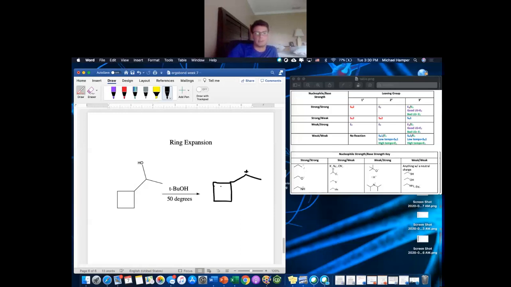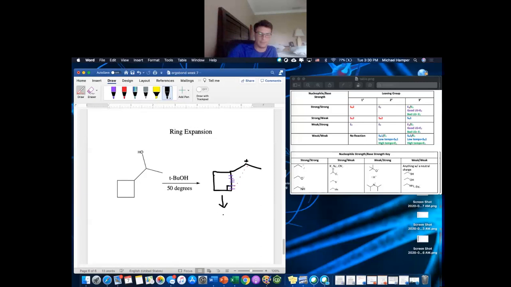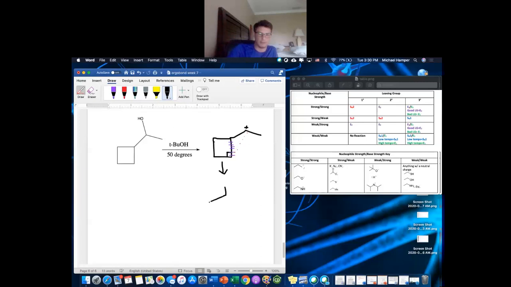This, again, going back to our chapter 4, is a non-ideal angle. There's a lot of ring strain going on here because this is a 90-degree angle. We would prefer a higher degree. So this bond is going to break and a new bond is going to form. And that will expand the ring. And it will look like this.